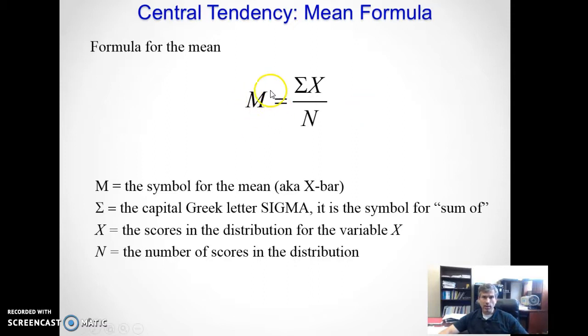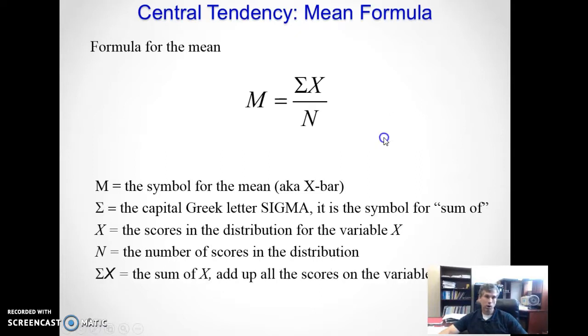So all this is saying is the mean is calculated by adding up all the scores, dividing by the number of scores. Pretty basic stuff, but we're going to see each of those symbols quite a lot and in some more complex contexts. So make sure that you're able to recognize them when they come up and that you are able to do the calculations that the formulas call for. And again, the sum of X, sigma X, just means add up all the X's, add up all the scores on the variable we call X.